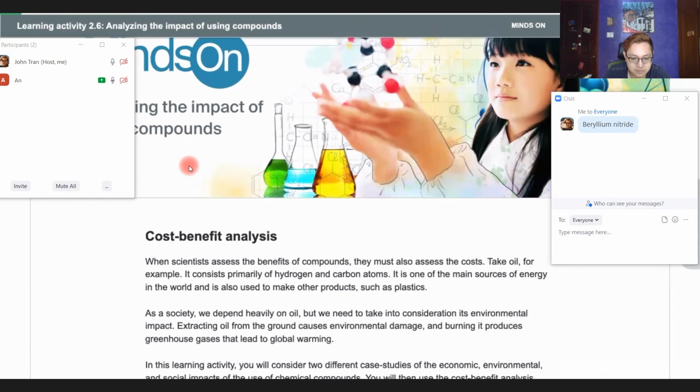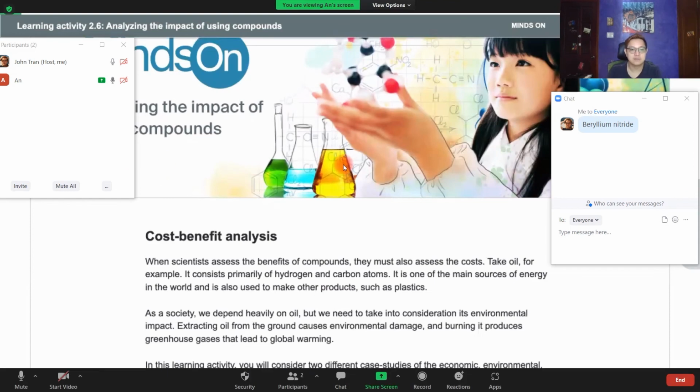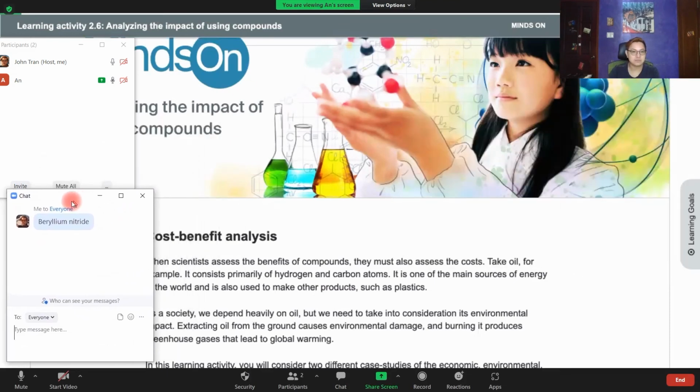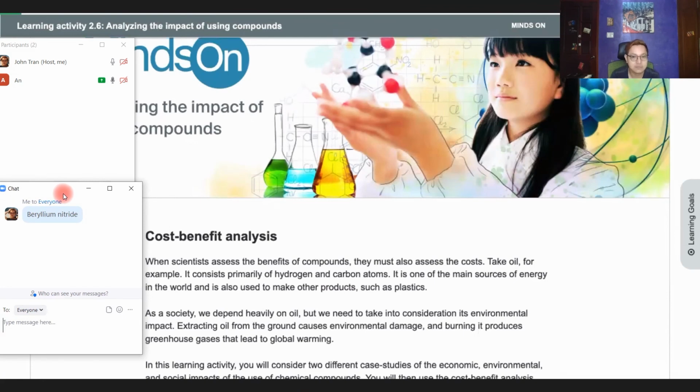Take oil, for example. It consists primarily of hydrogen and carbon atoms. It is one of the main sources of energy in the world, and it's also used to make other products, such as plastic. As a society, we depend heavily on oil, but we need to take into consideration its environmental impact. Extracting oil from the ground causes environmental damage, and burning it produces greenhouse gas. That leads to global warming.